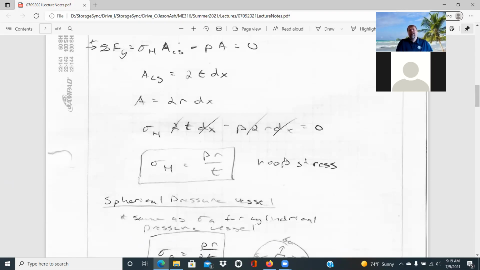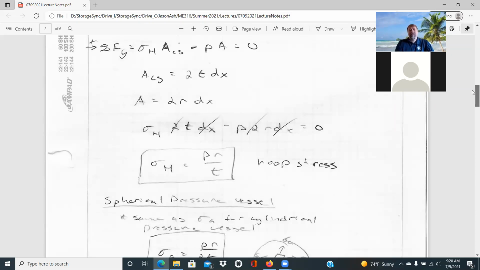This hoop stress also has a number of names associated with it. Since it acts tangent to the axial stress, it's also called the tangential stress. And then since it acts around the circumference of the pressure vessel, it's also referred to as the circumferential stress. So you'll hear those being used for this hoop stress as well.